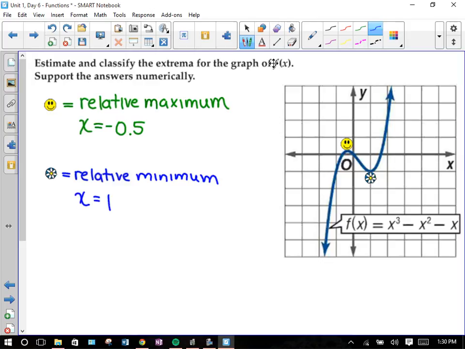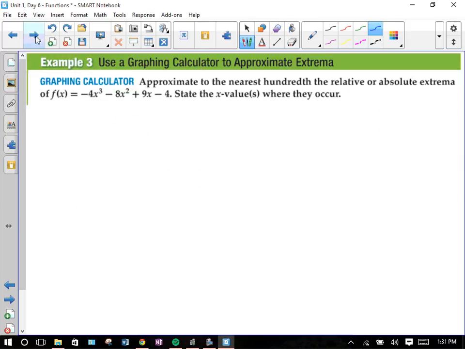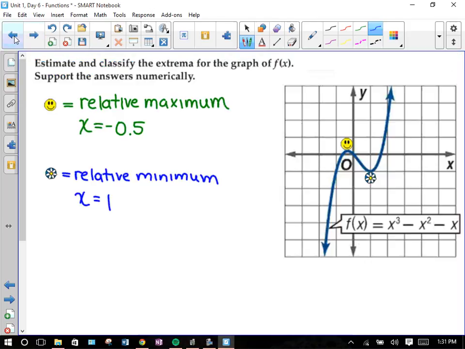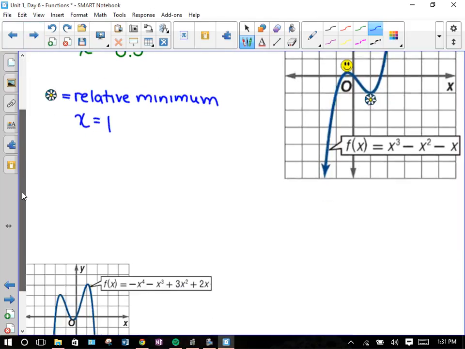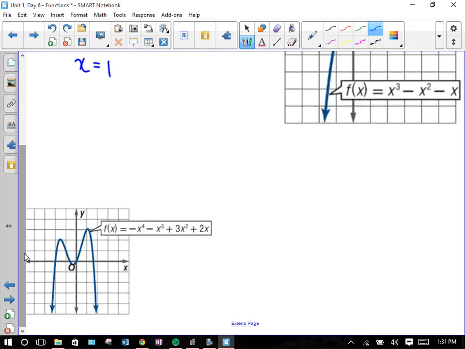Okay. So is that pretty easy? See this part that says support answers numerically? I don't really care if you do that. Now I want you to be able to look at the graph and make an estimate. In just a second, you need to have your calculator done. Make sure you have to find these things on the calculator. But before we do that, we have another graph that we're looking at.